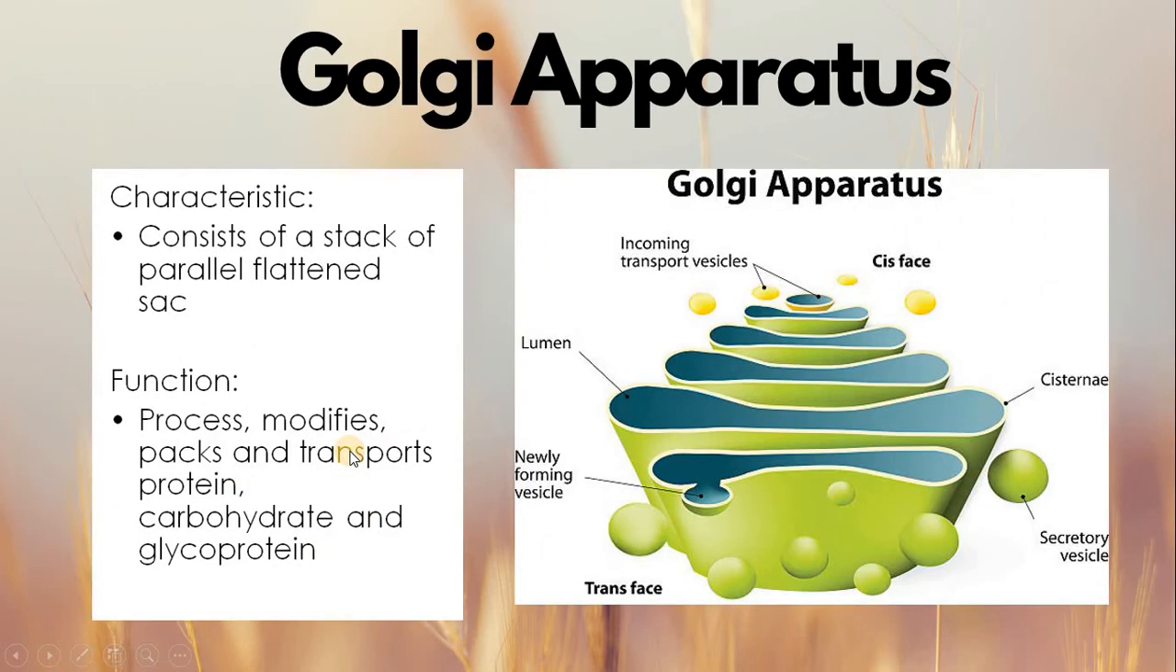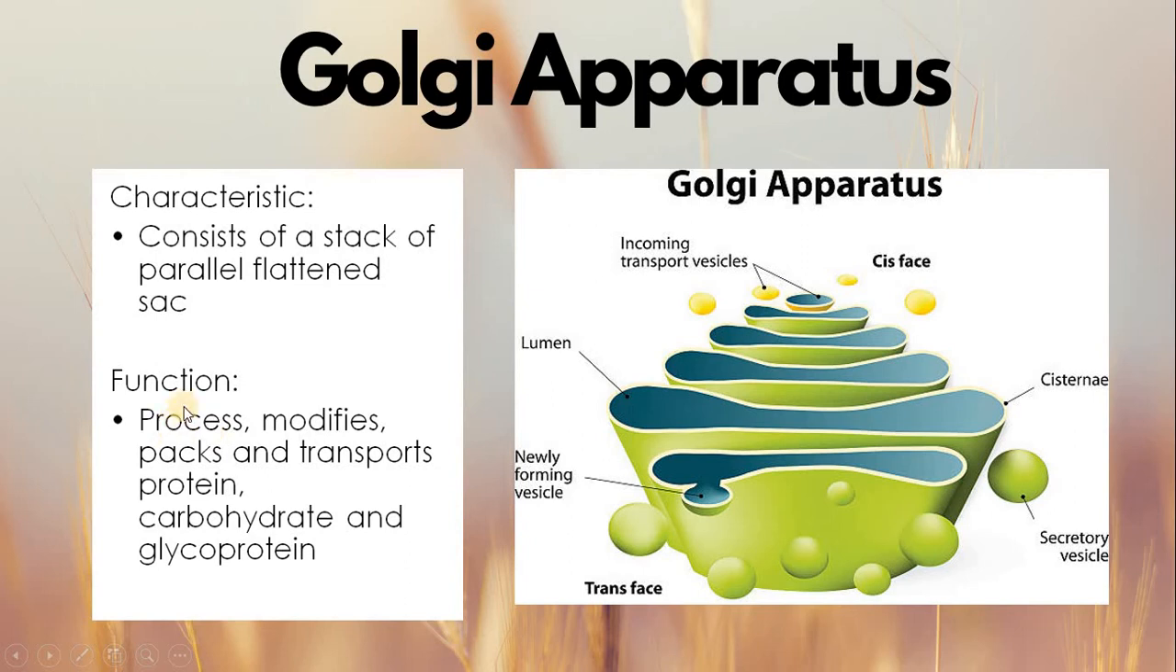Okay, next we go to the Golgi apparatus. Golgi apparatus, a characteristic consists of a stack of parallel flattened sac. Okay, so that is a Golgi apparatus. The function of the Golgi apparatus: process, modifies, packs, and transport protein. Also carbohydrates and glycoprotein.